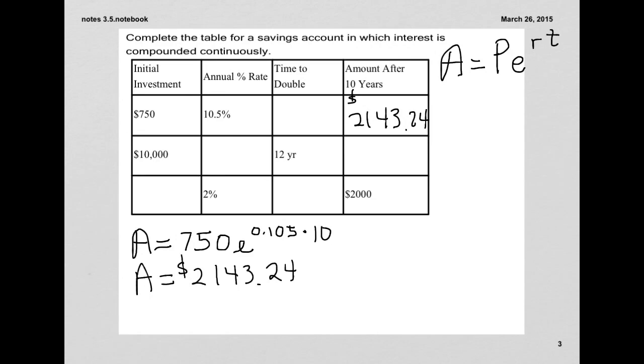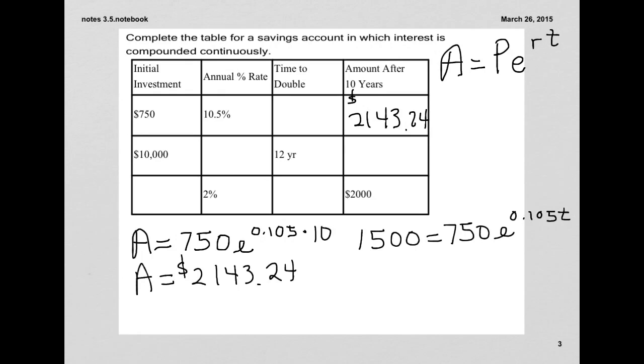Okay, we also want to do one for doubling. That's how much time it takes to double. Well, if we double our initial investment, that means that my A would be $1,500. And that's going to be equal to my principal, which is $750, e, my interest rate is still 0.105, and what I don't know is t.